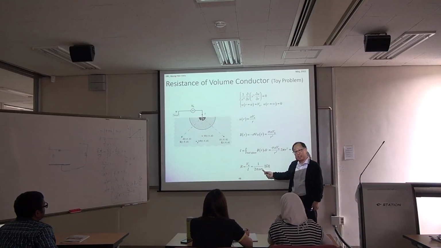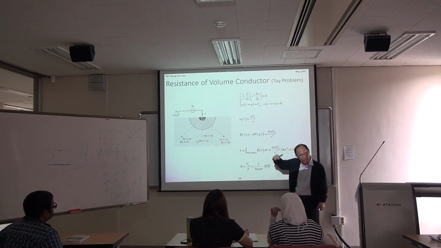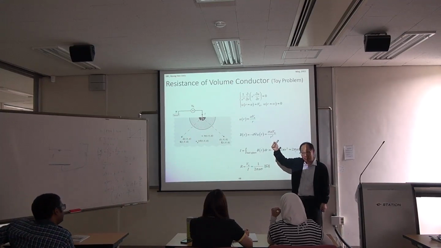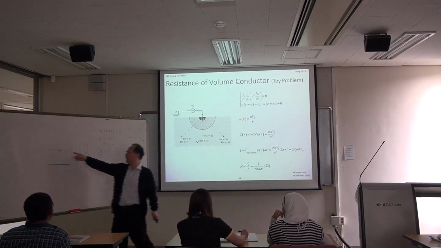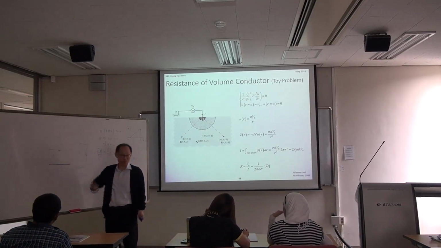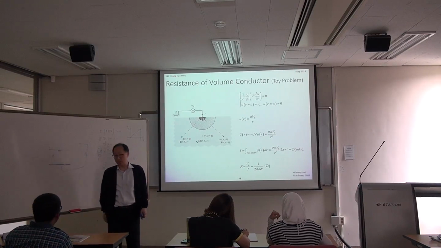Sigma appears here, okay? And A appears here. If A is getting smaller and smaller, then resistance is going to be increasing. So if you use a small electrode here, then the measured resistance is going to be bigger. So the resistance depends on the size of the electrode.